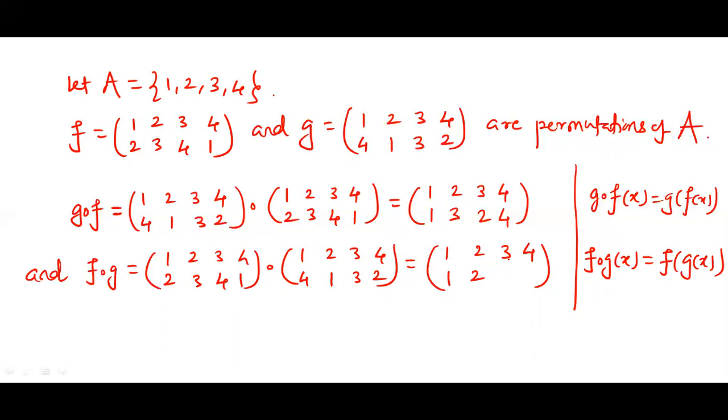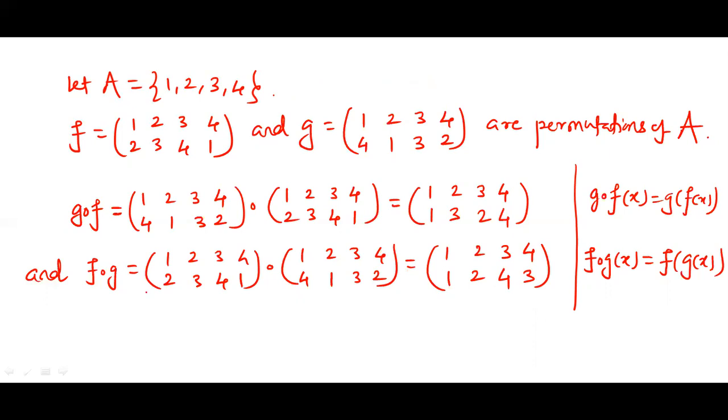f naught g of 3 is equal to f of g of 3. g of 3 is 3 and f of 3 is 4. And f naught g of 4 is equal to f of g of 4. g of 4 is 2 and f of 2 is 3. Yes.